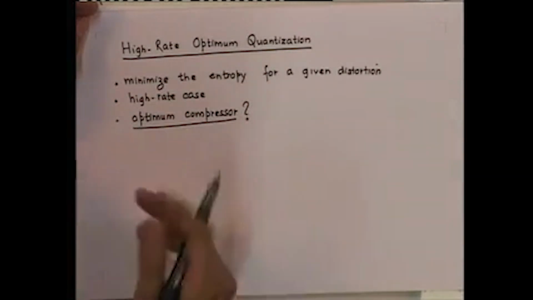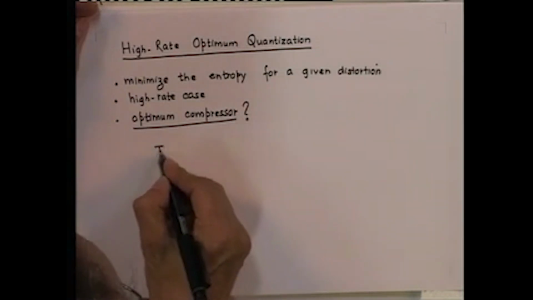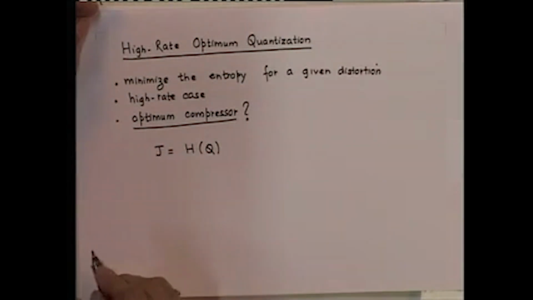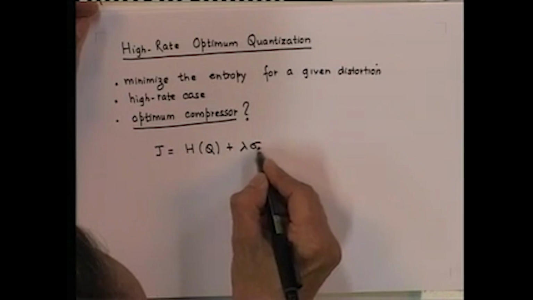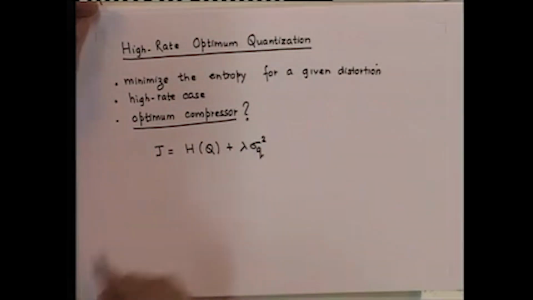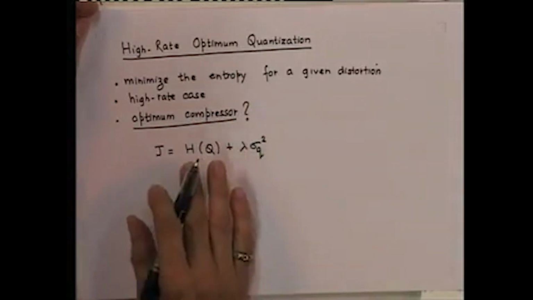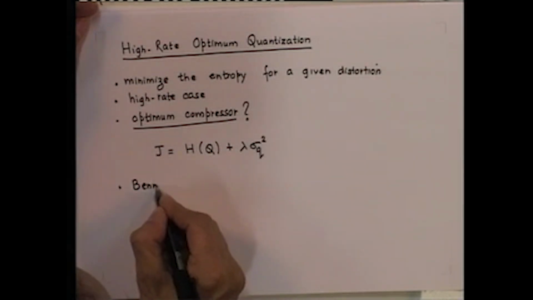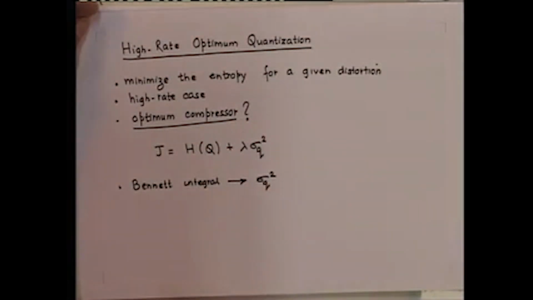So, in order to do this, let us exploit the calculus of variations approach, and let us construct the functional J equal to the entropy of the output of the quantizer plus a constant lambda times distortion in the form of mean squared quantization error, and then obtain the compressor characteristic to minimize this functional J. We will use the Bennett integral, which we studied in the last class, to characterize the distortion.